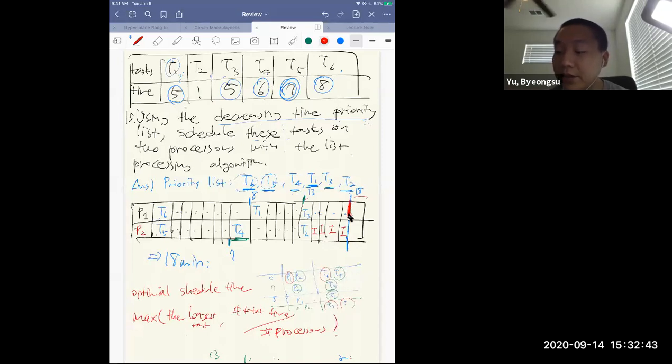In this case, the longest one is 8. The total time is 8 plus 7 is 15, 6 plus 5 is 11, 5 plus 1 is 6. So it is 17 plus 15, which is 32 minutes. 32 over 2 is 16 minutes, right? So the optimal schedule time is actually 16 minutes, because that is the maximum of the two. So this one is not an optimal schedule, right?